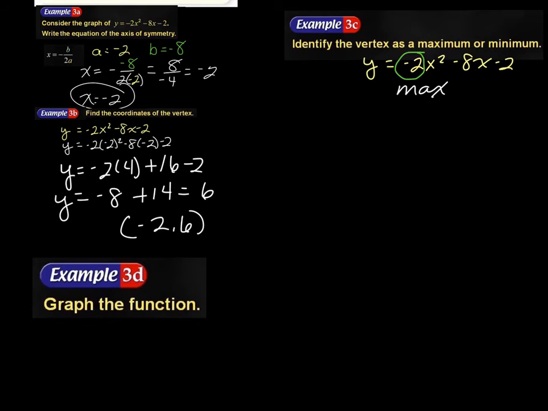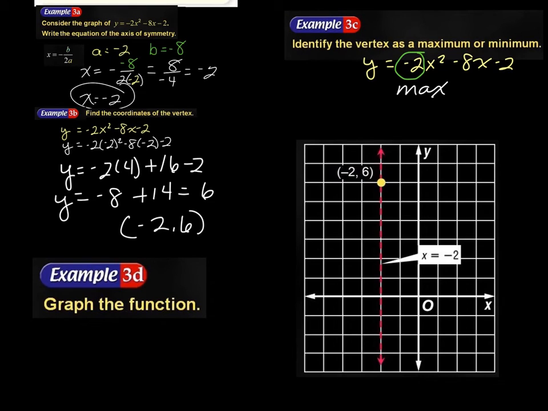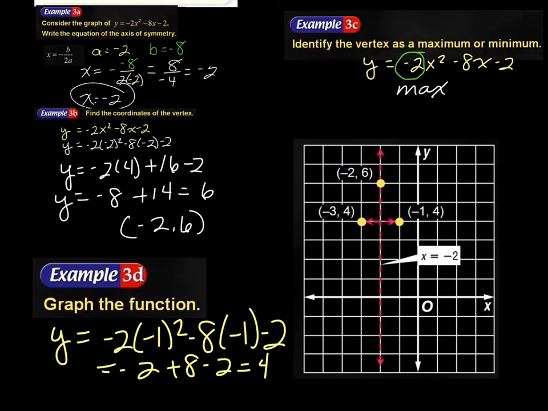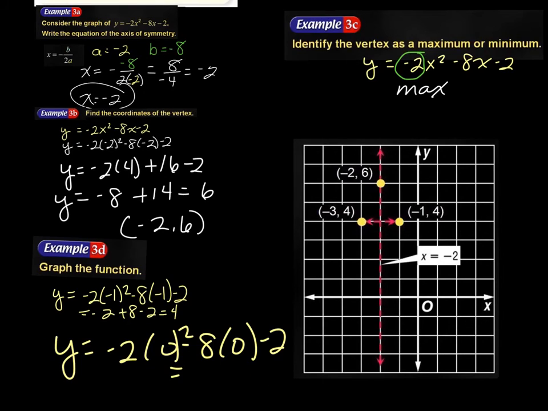Now they ask us to graph the function. We already know the vertex, so that's nice. And the only parabolas we'll do this year either open up or down. So we know the axis of symmetry is going to be a vertical line that goes through the vertex. So it's going to be x equals -2 that we already had. If I substitute -1 in for x, I get 4 out for y. And sure enough, if I go 1 to the right, I should be able to go 1 to the left. 0 is always a nice one to evaluate. If we put 0 in for x, we're going to get -2 for y.